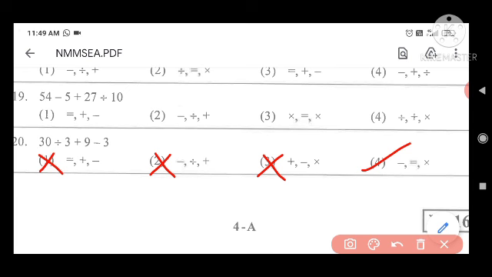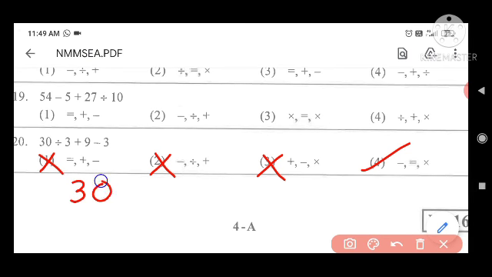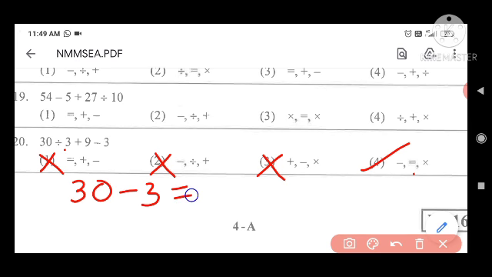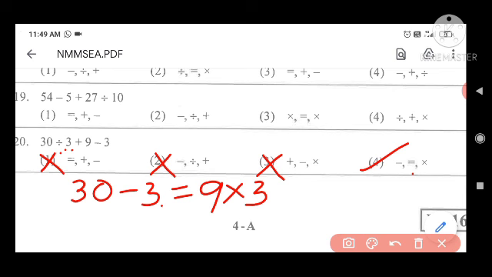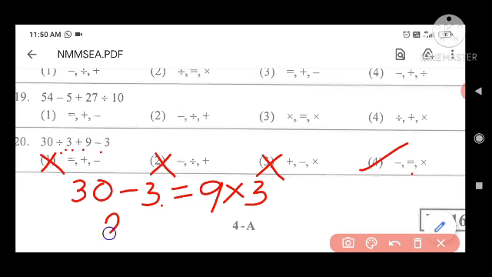Fourth one, 30, in the place of divided we substitute minus 3. In the place of plus we substitute is equal to 9. In the place of minus we substitute into 3. 30 minus 3 is 27. 9 3s are 27. So both are equal. So option 4 is the right answer.